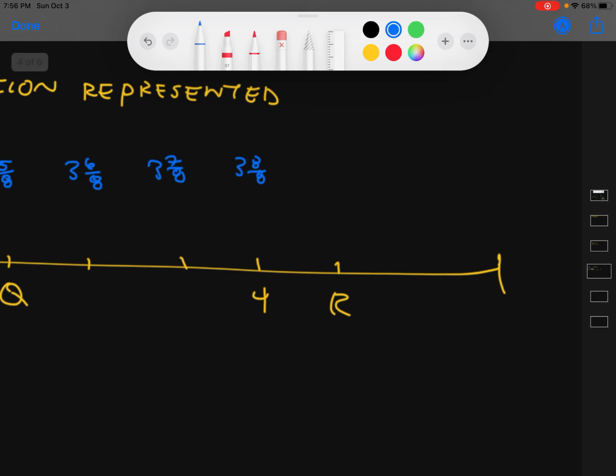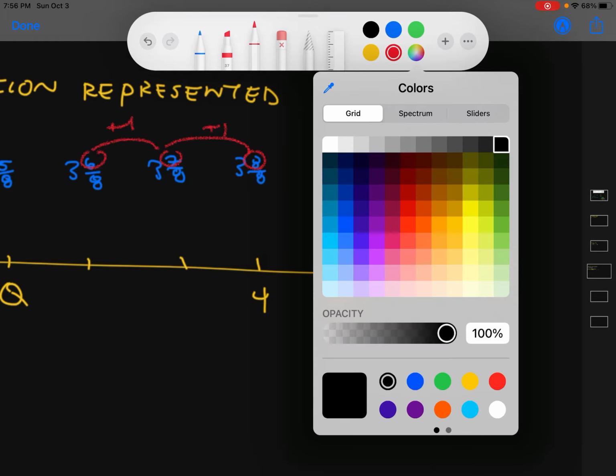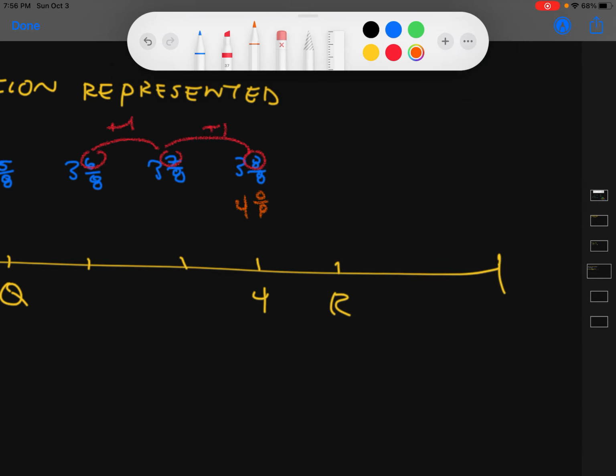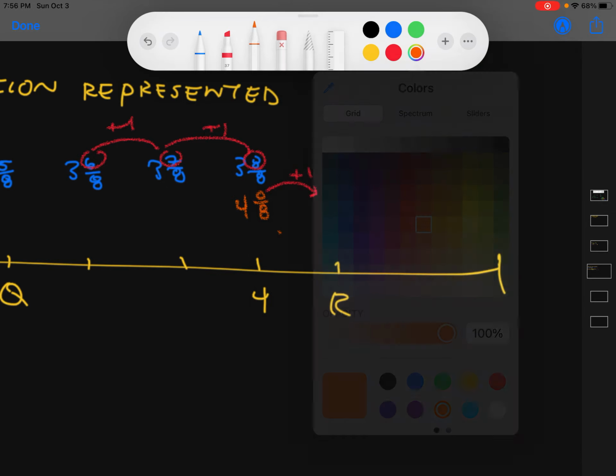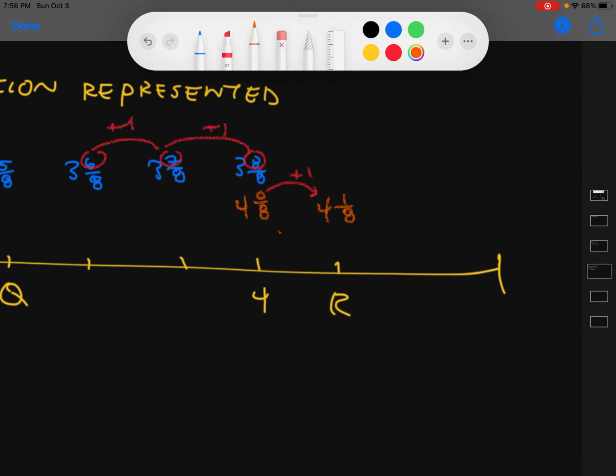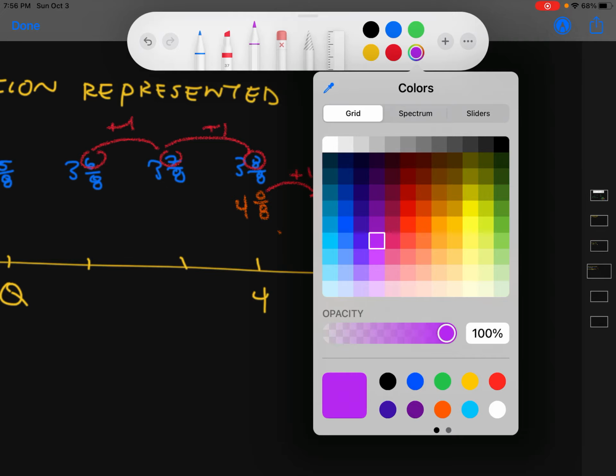So I'm going to just keep going here. And if you realize what they're doing here, all I'm doing here is just adding 1 to the numerator. So if I do that and I start over, I essentially have another way of thinking about that fraction. Change my color here. This is 4 and 0/8. So if I just add 1, this one will become 4 and 1/8. So let's just make that really clear here.